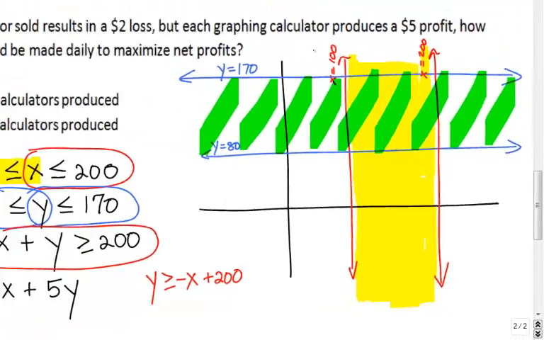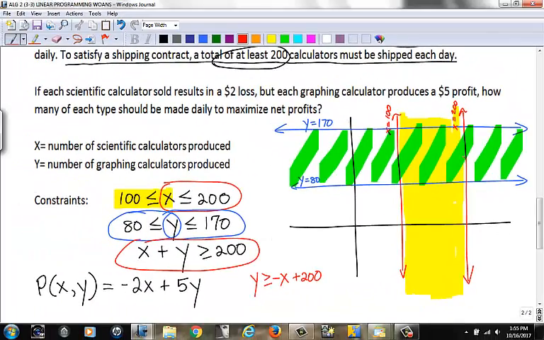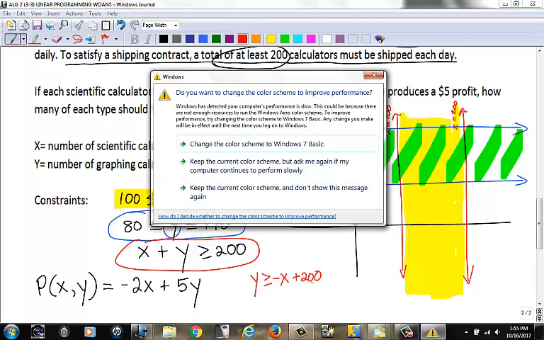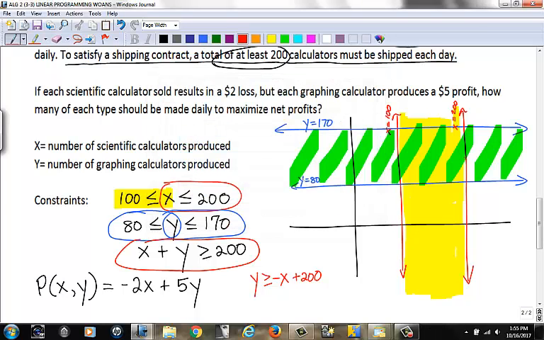So I know it's coming, and I need to look at it. So now we go to the calculator. Everybody grab your calculator. For the first one, we cannot do the vertical lines, but we can do the x equals. So let's do the horizontal lines first. Let's do y equals 80 and y equals 170.